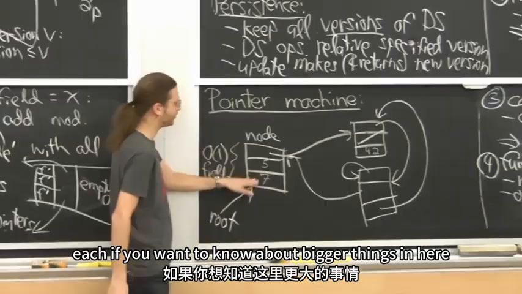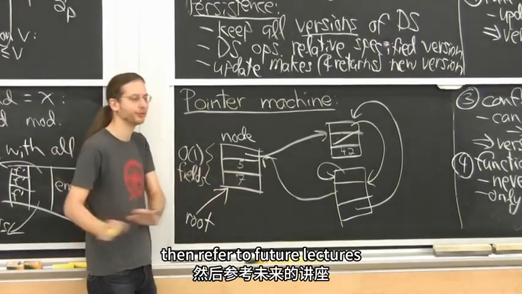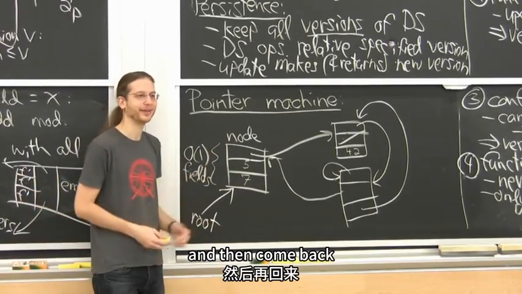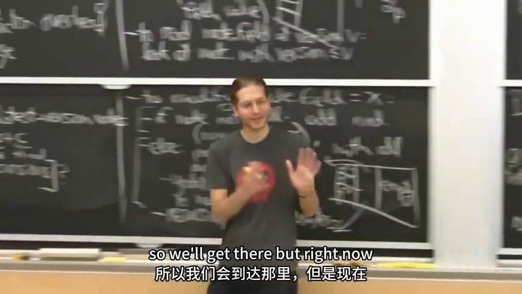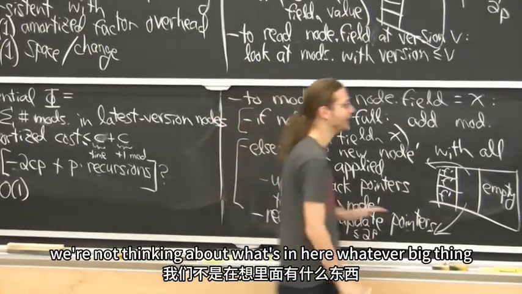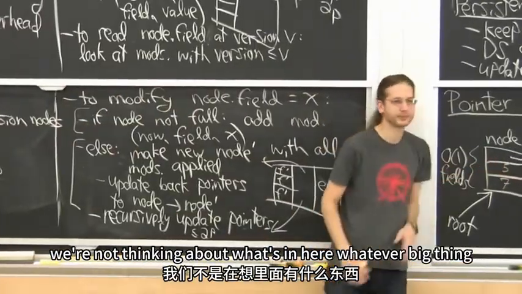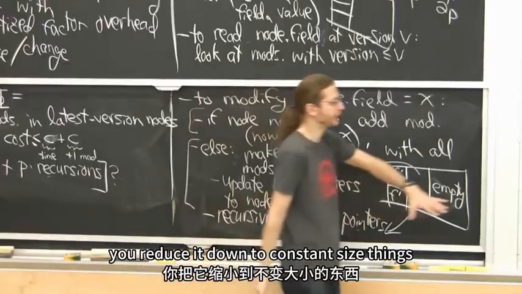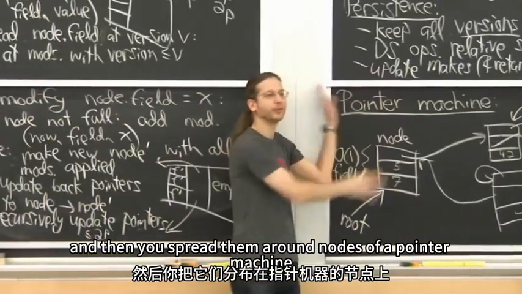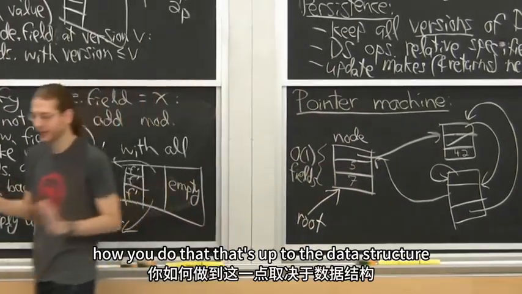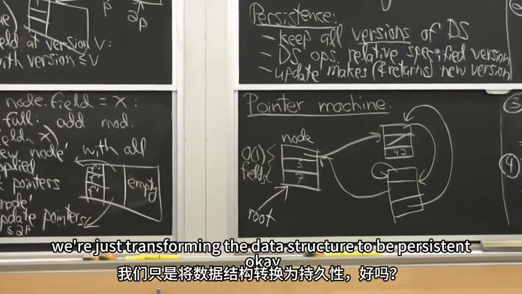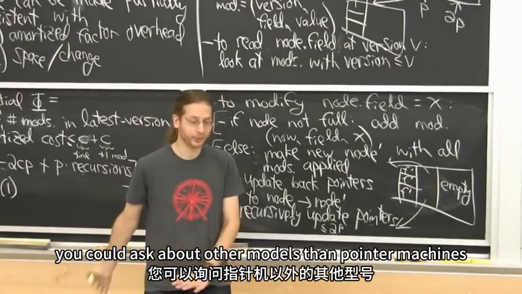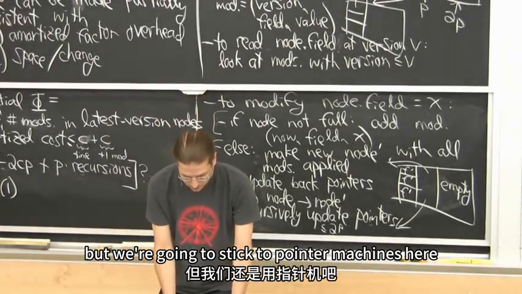If you want to know about bigger things in here, then refer to future lectures. It's time travel after all. Just go to a future class and then come back. Okay. So we'll get there, but right now we're not thinking about what's in here. Whatever big thing you're trying to store, you reduce it down to constant size things, and then you spread them around nodes of a pointer machine. How you do that, that's up to the data structure. We're just transforming the data structure to be persistent. Okay, you could ask about other models than pointer machines, but we're going to stick to pointer machines here.